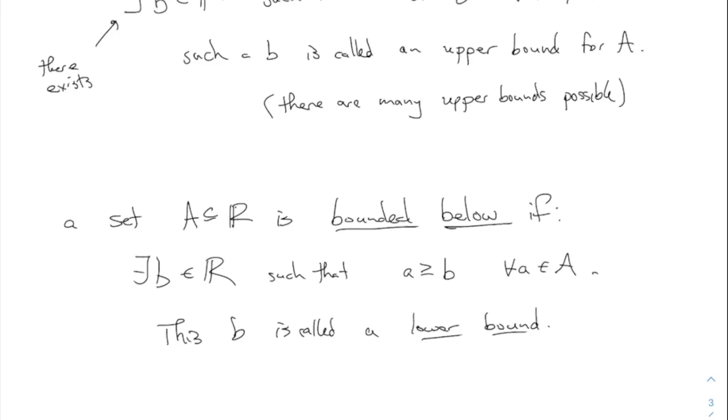The completeness property comes in when we consider the smallest of all the upper bounds, or the greatest of all the lower bounds. That is, the least upper bound or the greatest lower bound. Those are what is important about completeness. So here's a definition. And actually, we have fancy words for those two concepts.